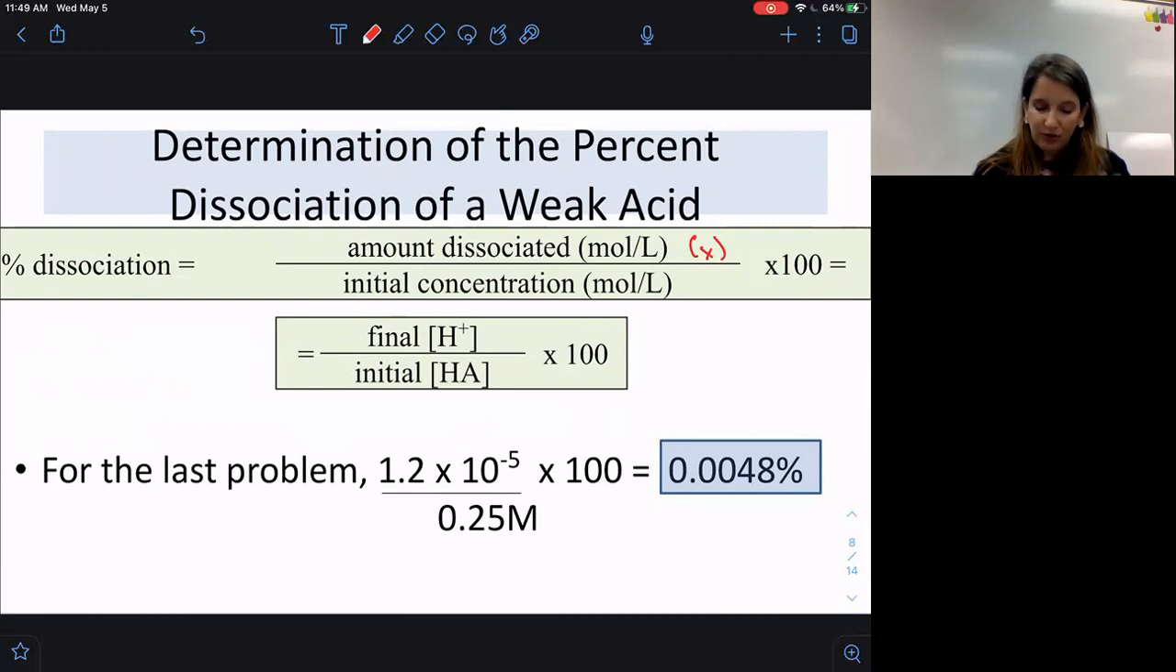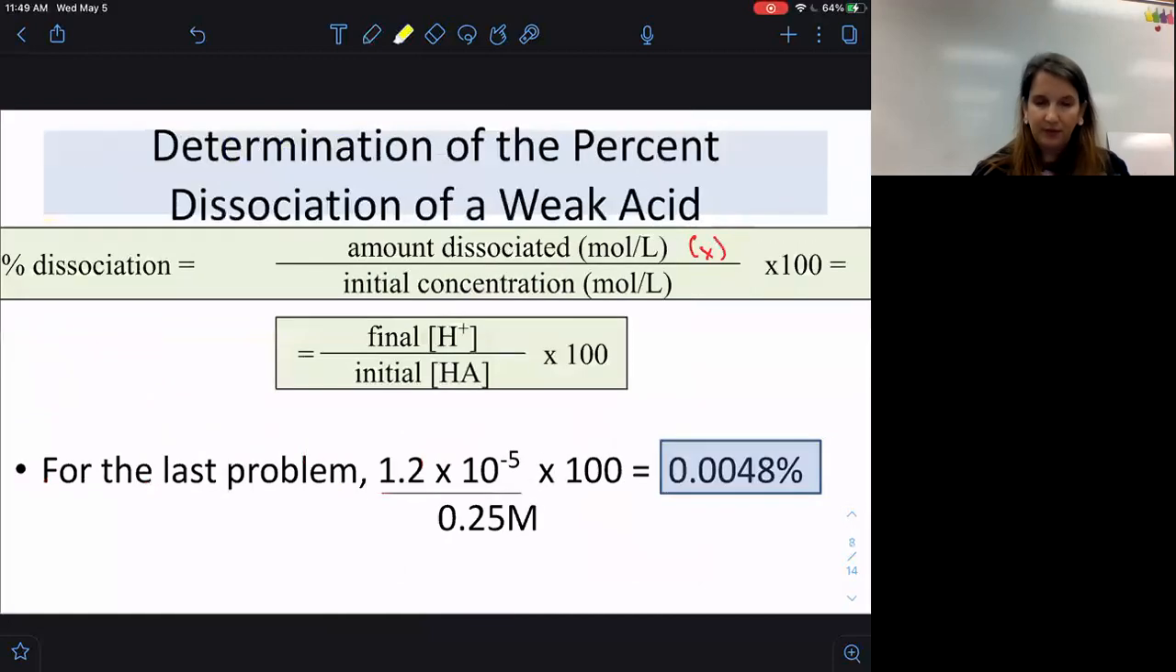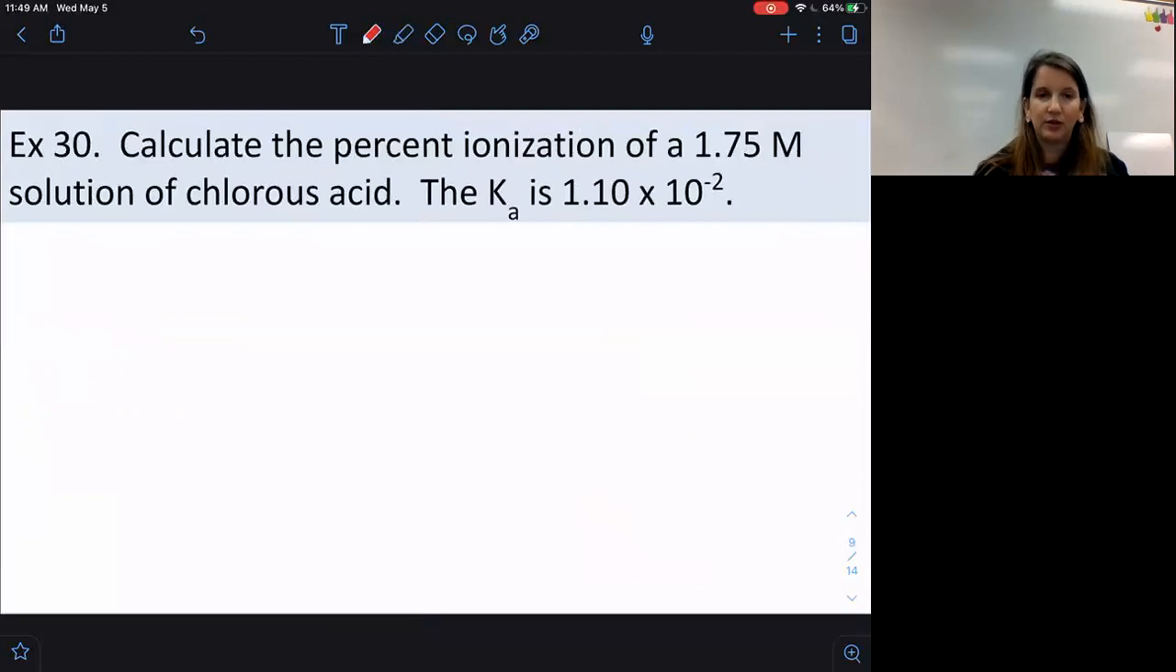So for that last problem, this was our hydrogen ion concentration. So that's what we're putting on the top. This was our initial concentration, so that's what we would be putting on the bottom. And you can see we have 1.2 times 10 to the negative 5th divided by 0.25 times 100. But let's walk through a whole problem to see how this works.